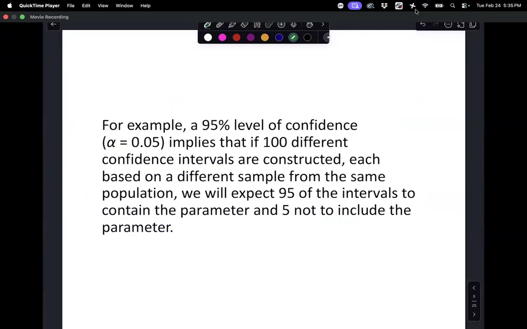All right. So for example, a 95% level of confidence tells us that if 100 different confidence intervals are constructed, and every one is going to be a different sample, we'd expect 95 of them to have our parameter of interest. 5 of them would not. We're going to be giving you the confidence level. I'm not going to ask you to come up with that unless you are doing it with your final project, then obviously you're going to come up with your own. 95% is pretty common. Sometimes they'll do 99%, but 95% is fairly common.